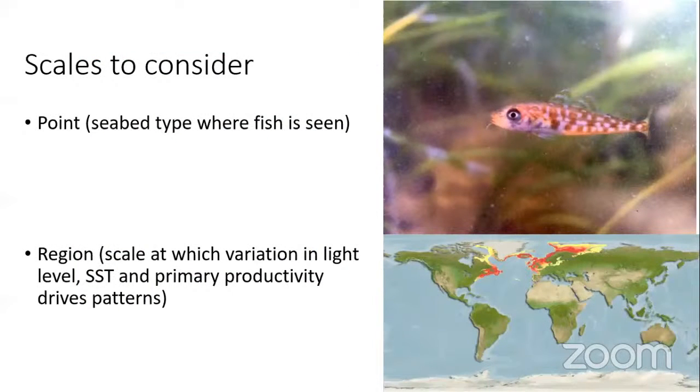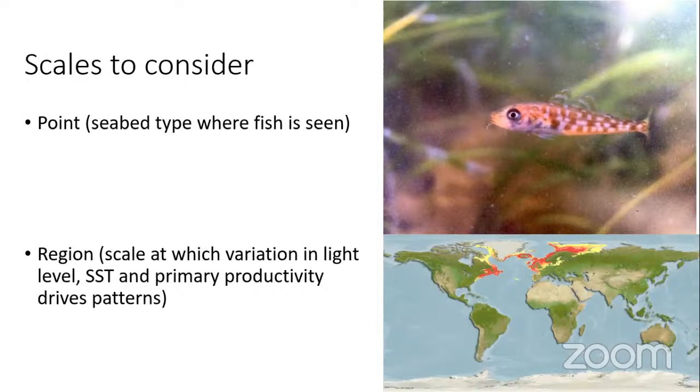So there are different scales that we need to consider when we're doing this. There's the point scale. When we see a fish, we can look at the immediate area around it, and that would be the point scale. This would be the classic cod seagrass interaction that gets talked about quite a lot. So we can say at that point where you see the fish, what kind of seabed is that? That would be the point scale.